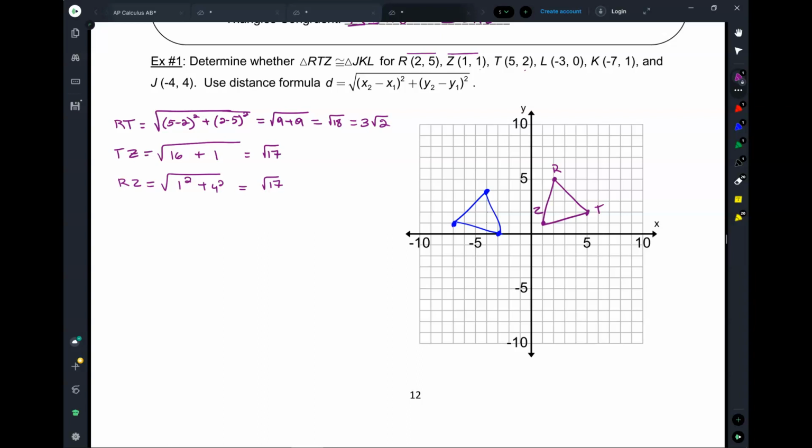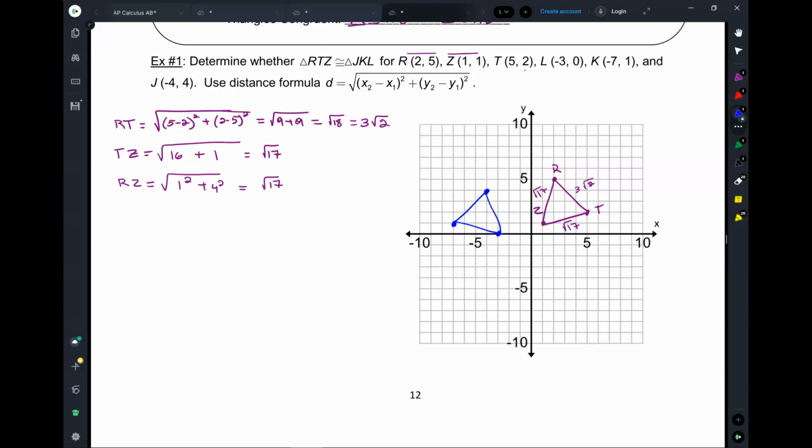All right. So let's see. So RT, how much is RT? 3 root 2. Let me label them here. TZ is root 17. And then RZ is root 17. Oh, it's only one triangle. Yeah, that's only one triangle. I was like, now let's do the other triangle.